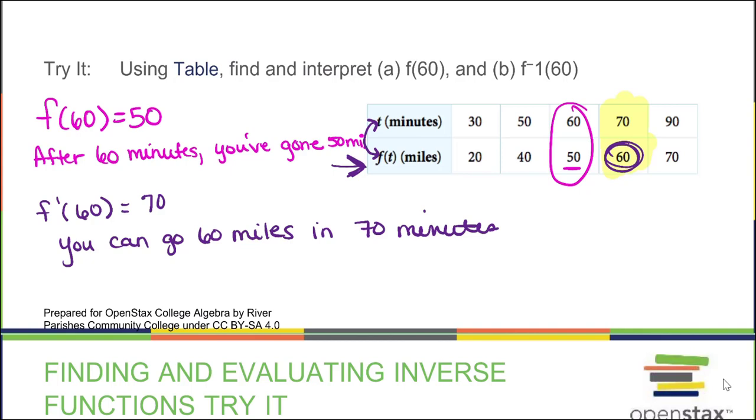So all we're doing is changing what the input is. For the regular function, the input is minutes. And then for the inverse function, the input is miles.